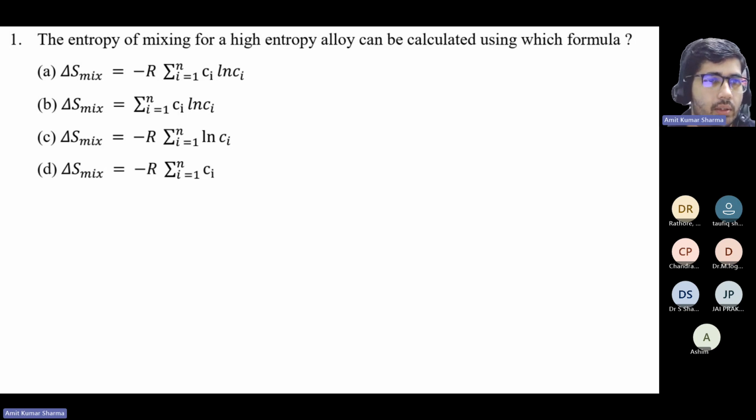Question number one: the entropy of mixing for a high entropy alloy can be calculated using which formula? If you have gone through the class content, then you will remember the formula. These are the options A, B, C, and D. Try to remember and let me know the answer.